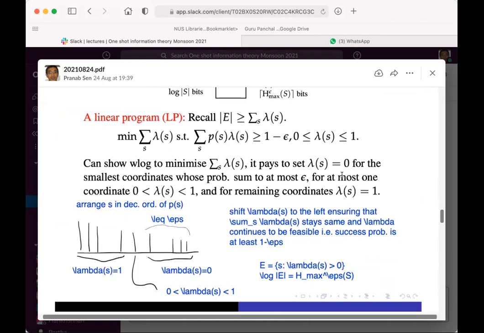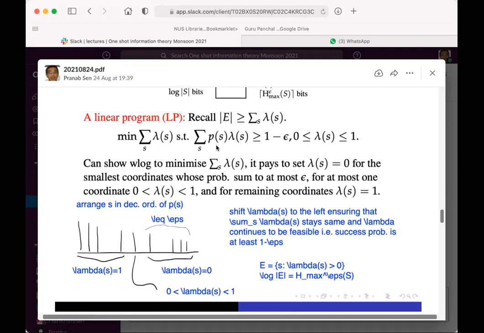Okay, so here is the shifting argument again. Arrange the elements of the sample space in descending order of the probabilities. Arrange S in descending order of PS. So the diagram looks like this. Now, for every S, there is a lambda S. Let us look at the optimal solution to this.